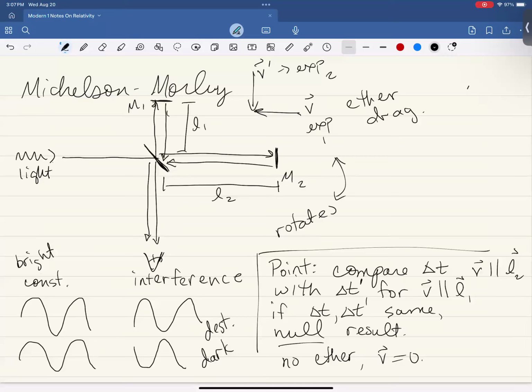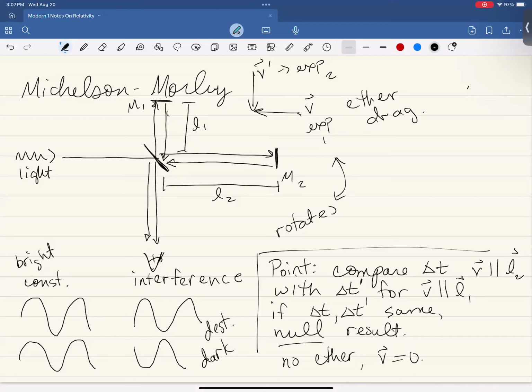Then we'll rotate the Michelson-Morley experiment, yet again measure the time of travel from the splitter to M1 and back again, and compare that to the splitter to M2 and back again, and that'll give us our delta t prime. Then we'll subtract those two things, and if those are tiny, or basically so small that it sets the ether speed as too low, then there is no ether.